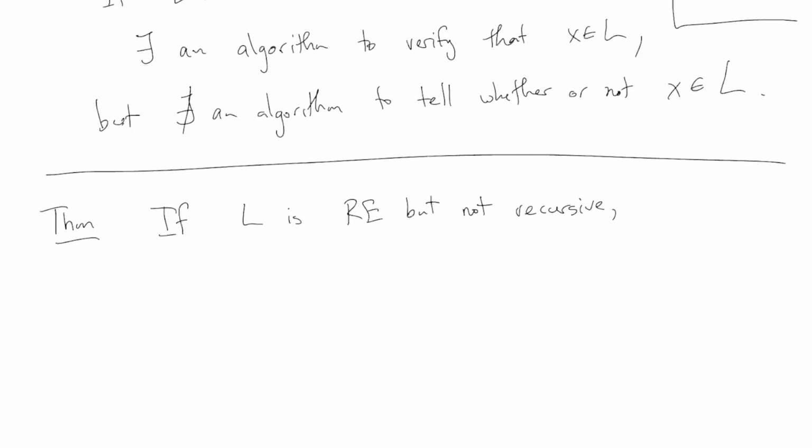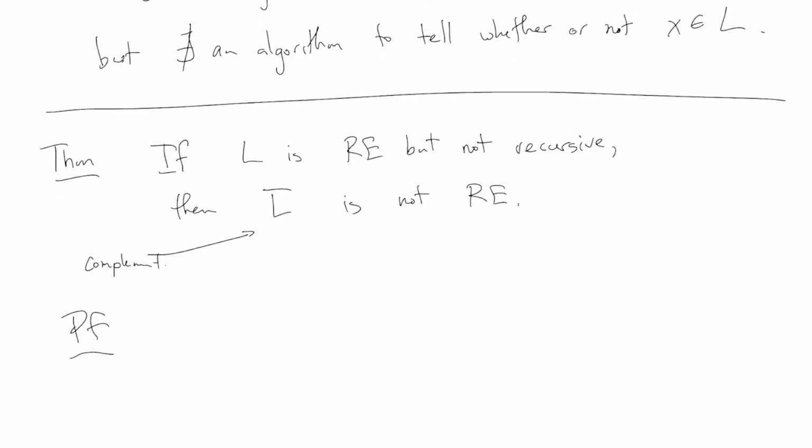This means it is possible to verify that something is in L, but it's not possible to decide whether or not something is in L, right? If L is RE but not recursive, then L bar is not RE. That means in the universe of languages, it's outside that largest circle that I drew. It's not even RE at all. L bar meaning the complement, of course. This means complement. All right, and here's why. This is not very complicated.